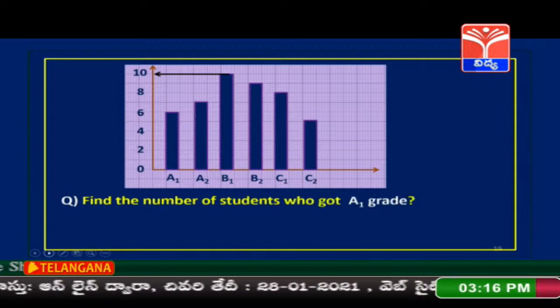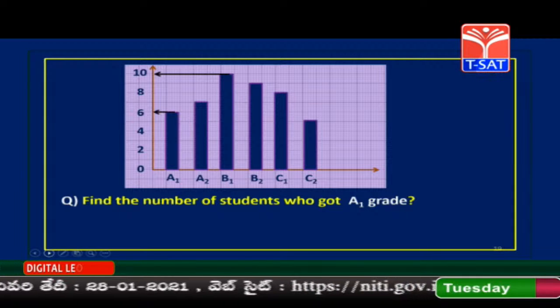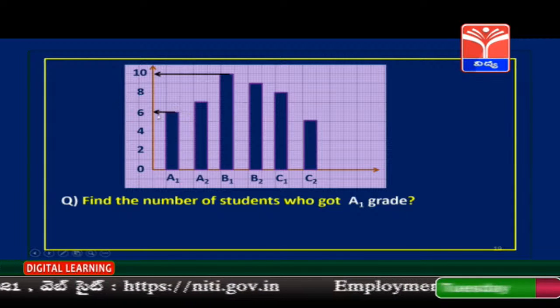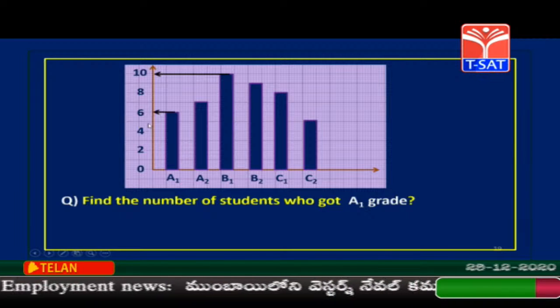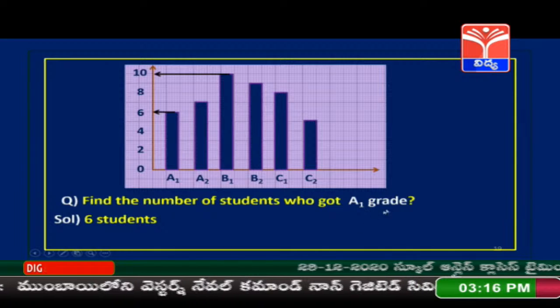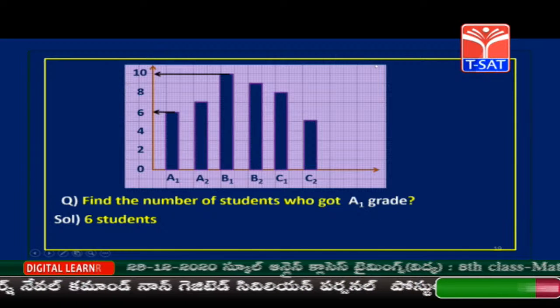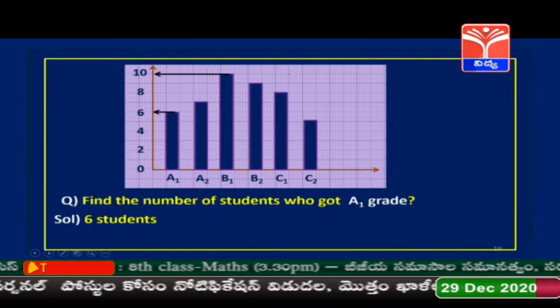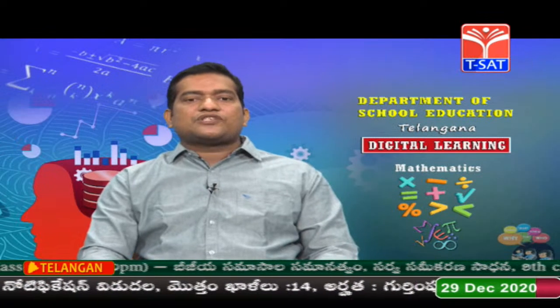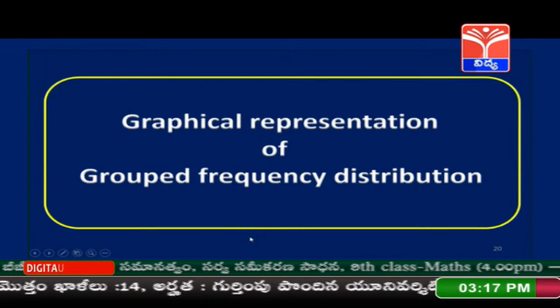Find the number of students who got A1 grade. Children, can you find it? Yes, this is the A1 and you can see its corresponding number here. It is 6. So 6 students got A1 grade. So this is called interpretation of a graph. Children, using this graph we are able to answer questions.